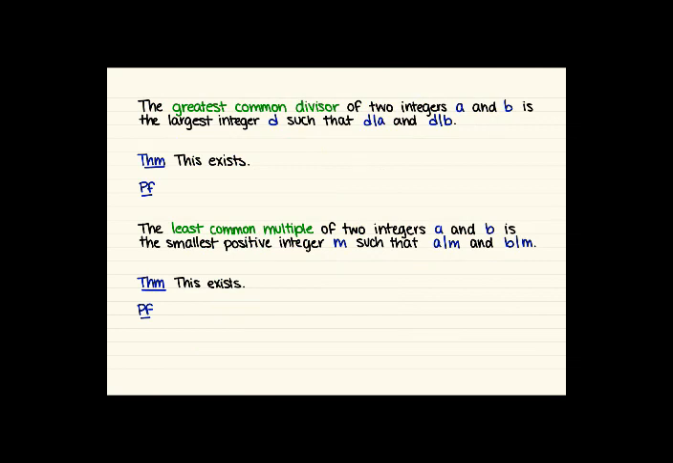So the greatest common divisor of two integers a and b is the largest integer d that divides both of them. So d divides a and d divides b. So a theorem is that for any two integers a and b, the greatest common divisor of those integers always exists. You can read a proof of this in the book.